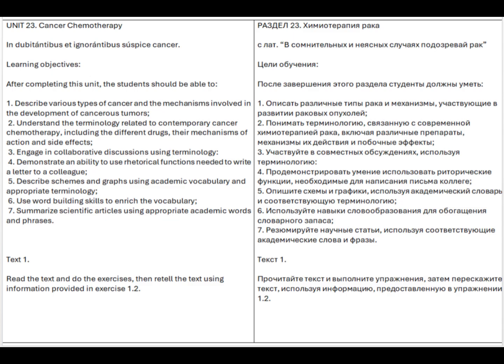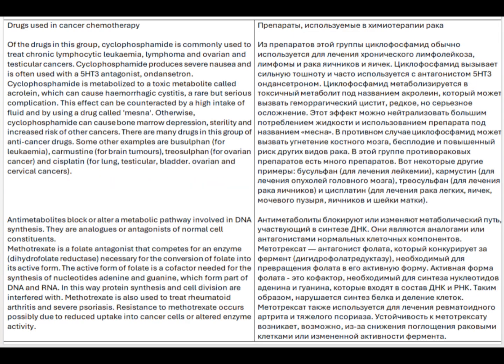Text 1. Read the text and do the exercises, then retell the text using information provided in exercise 1.2. Drugs used in cancer chemotherapy. Of the drugs in this group, cyclophosphamide is commonly used to treat chronic lymphocytic leukemia, lymphoma, and ovarian and testicular cancers.